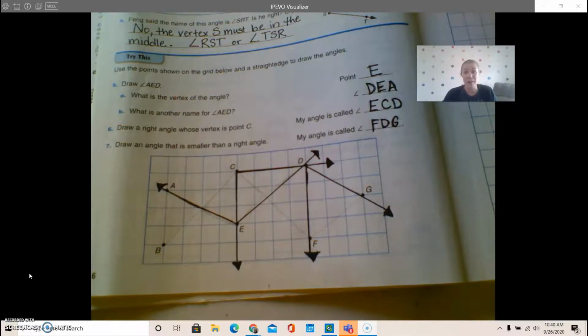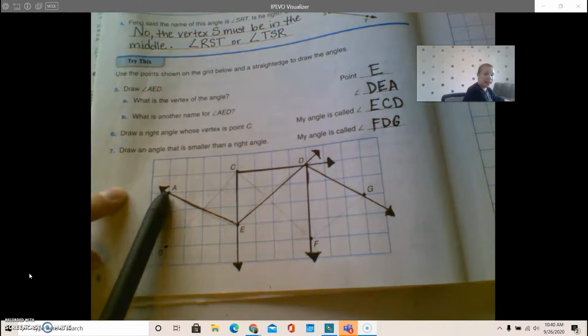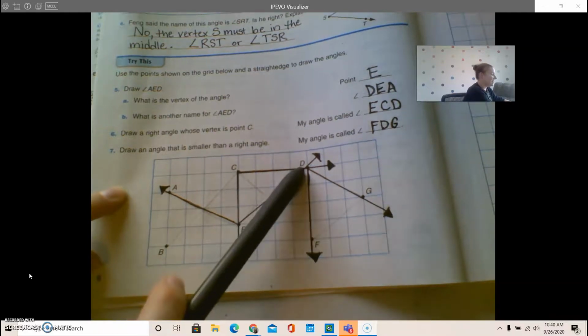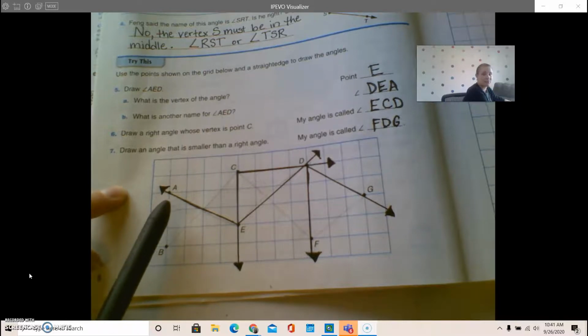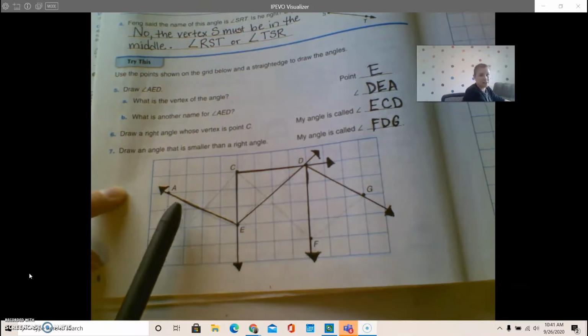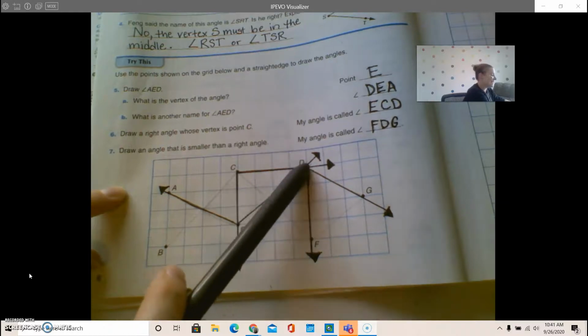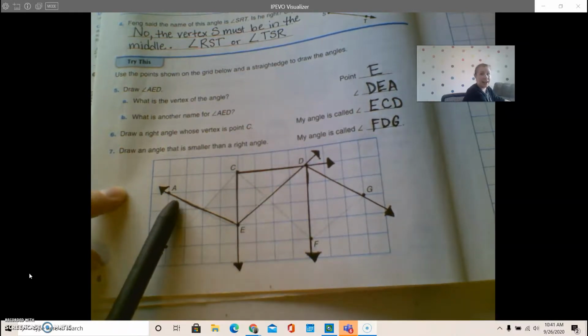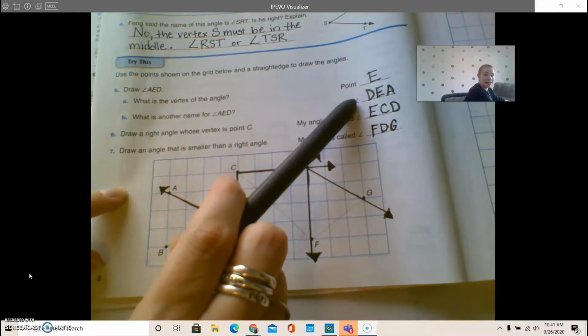Okay, now let's go over problem 5. This one, you may have different answers, and that's okay, at least for some of them. So the first one says draw AED. So we know that the vertex of this angle has to be E. So we're going to start with A, we're going to draw it to E, and then draw to D. Make sure that you have arrows at the end. Okay, what is the vertex of the angle? The vertex is E. That is the middle point of the angle. So this is the only correct answer for this one. Okay, then it says, what is another name for AED? Well, we can start with D, go to E, and A. So this has to be DEA.